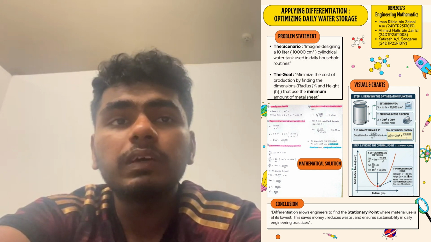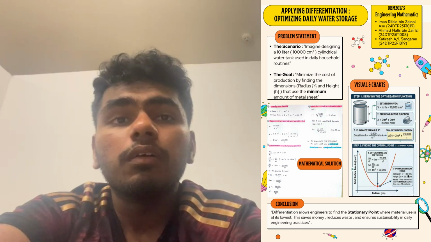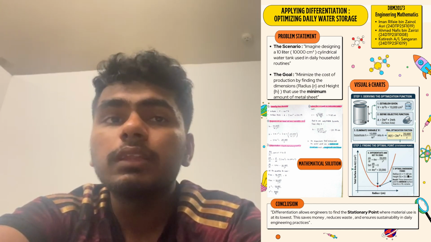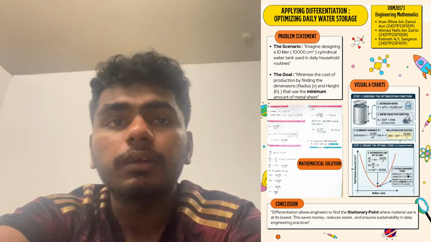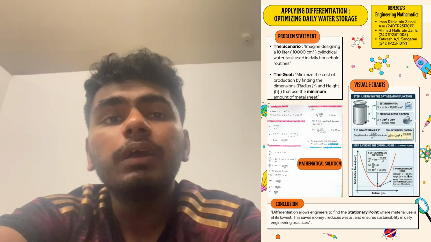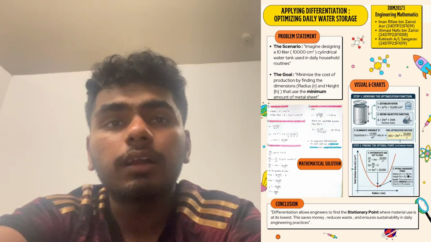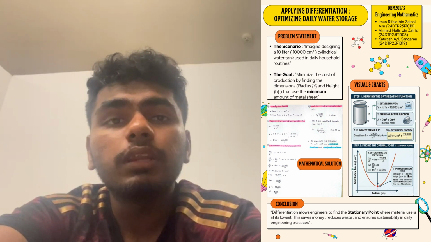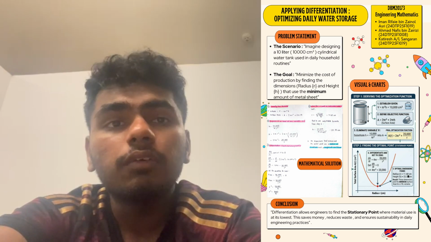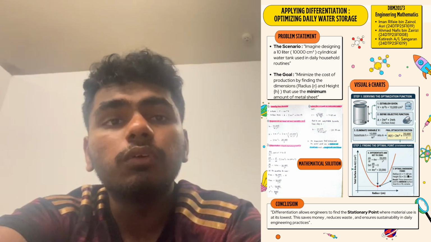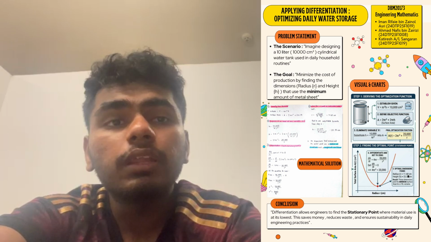To find the minimum surface area, we set the derivative to 0. 4 pi r minus 20,000 over r squared equals 0. By multiplying both sides by r squared, we get 4 pi r cubed equals 20,000. Solving for r, we find that r equals the cube root of 20,000 over 4 pi.